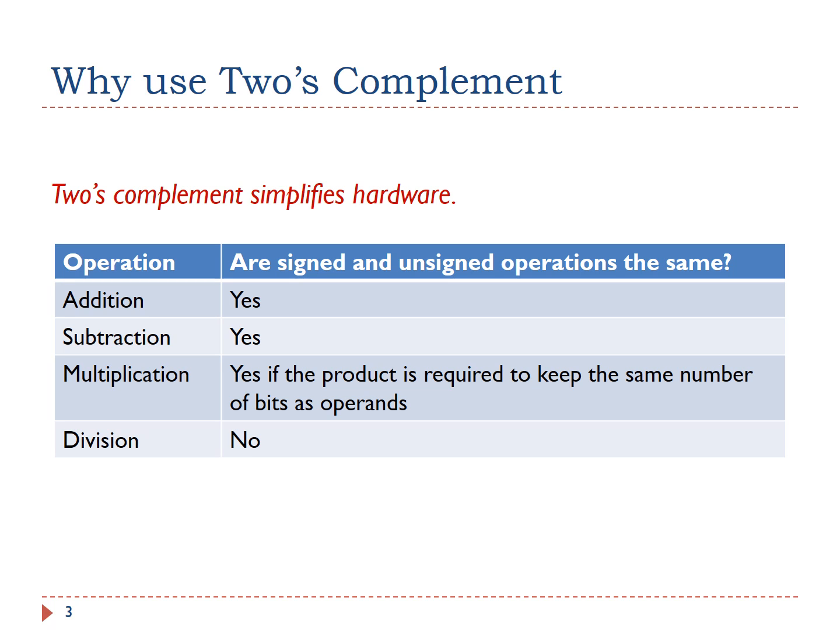For multiplication, the multiplication hardware can also ignore the sign of operands if the product is required to keep the same number of bits as operands. This property simplifies the hardware design for addition, subtraction and multiplication. Note that this property does not hold true for division.